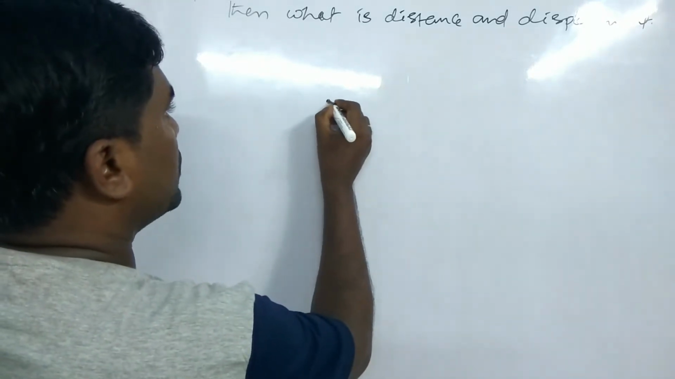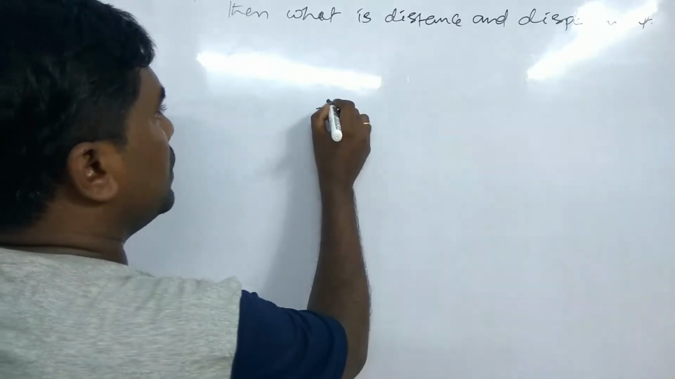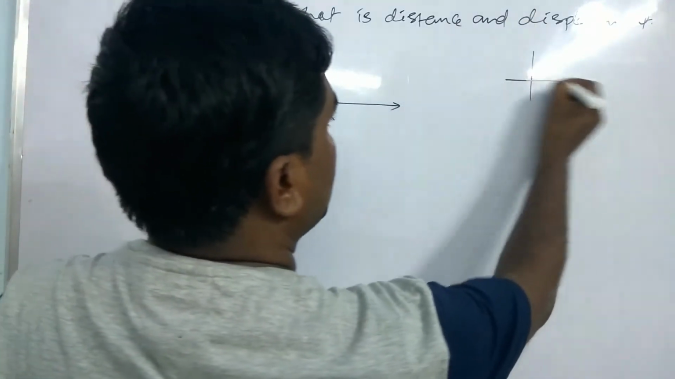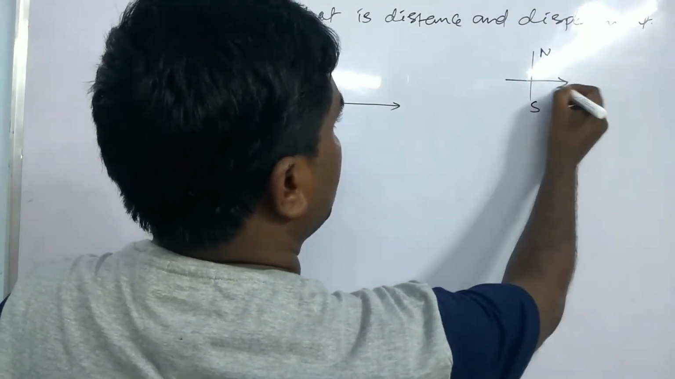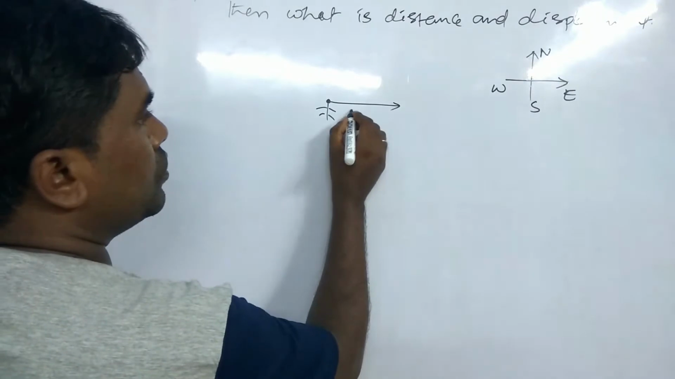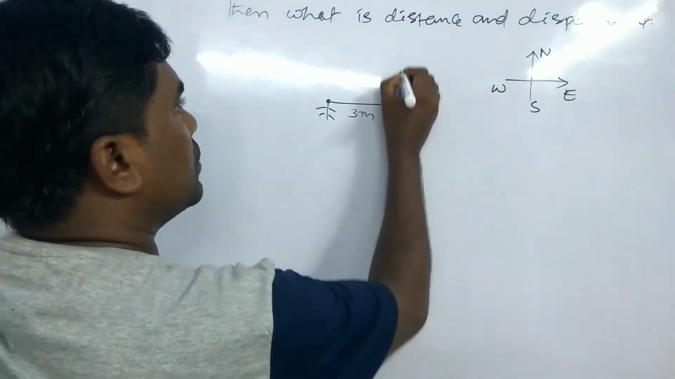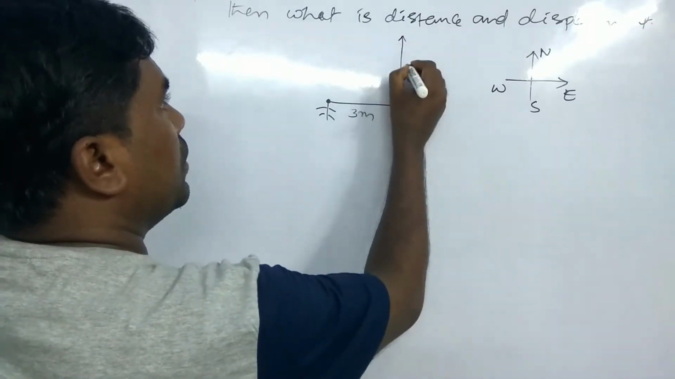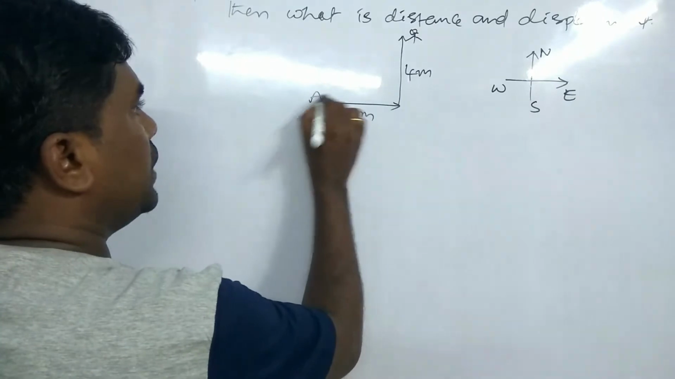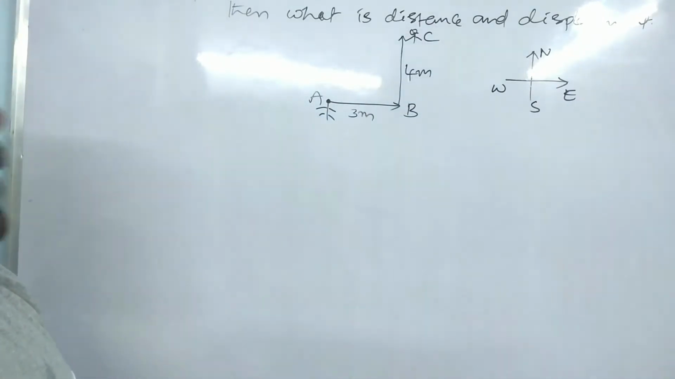So here, for suppose, if a person is here, he moves east. So this is the north, south, east and west. Okay. So 3 meter east and 4 meter north. Now the person is here. This is A, this is B and this is C. So what is the distance and displacement?